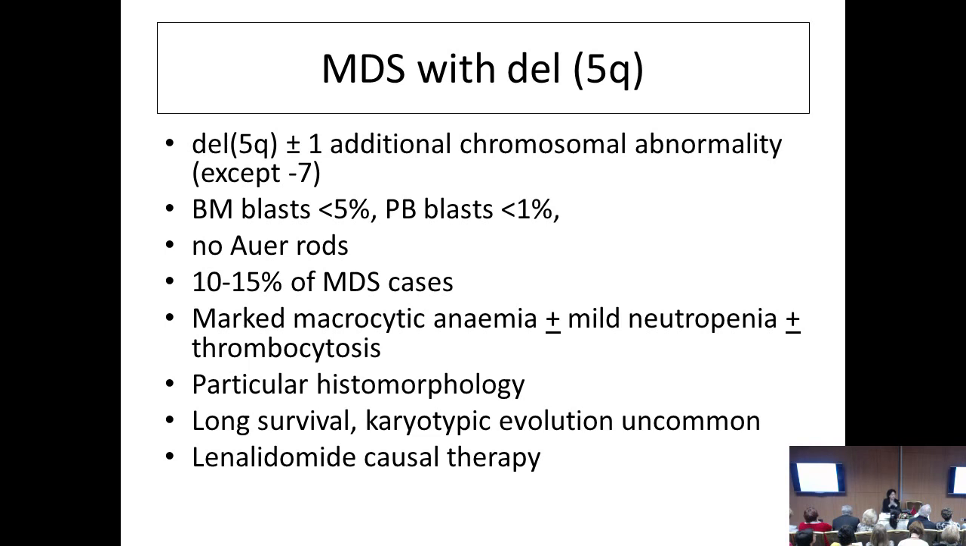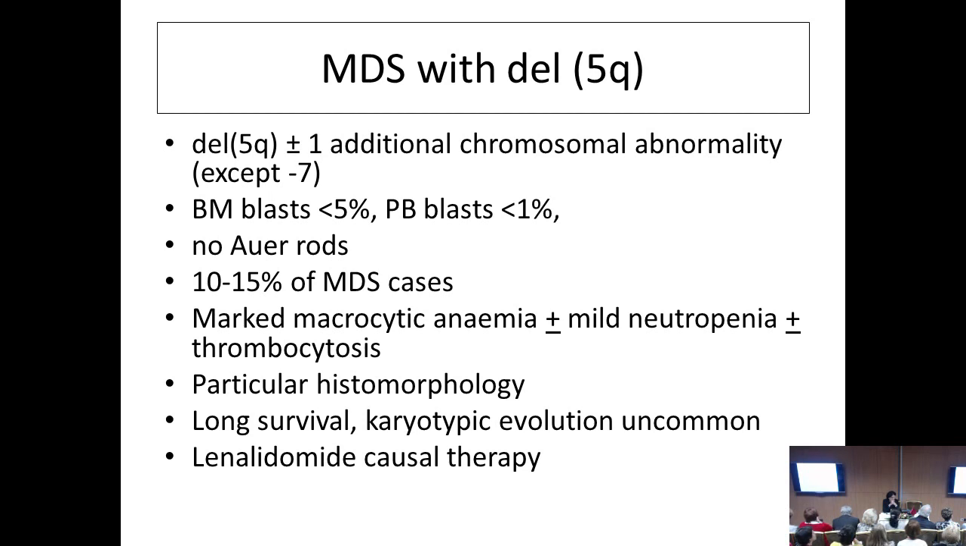Of course, we have to separate these cases from MDS with excess of blasts. Therefore, the blast content should be below 5%, or 1% in the peripheral blood, and no Auer rods. About 10 to 50% of all MDS cases belong to this category. Patients show up with a marked macrocytic anemia and mild neutropenia, which may or may not be present, and in more than half of the cases, we have thrombocytosis above 450,000.